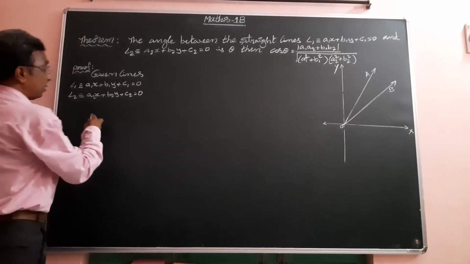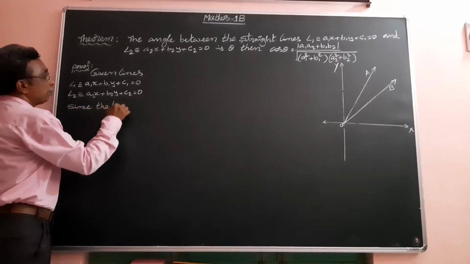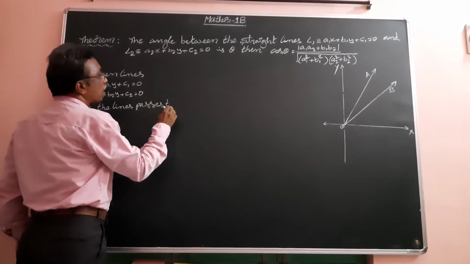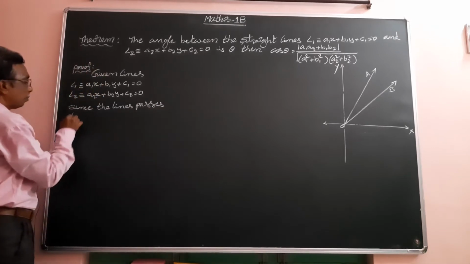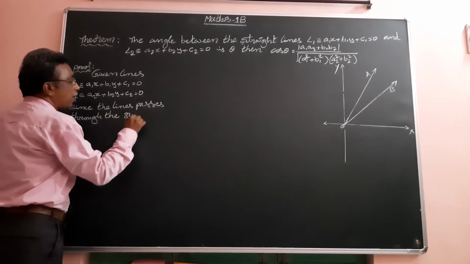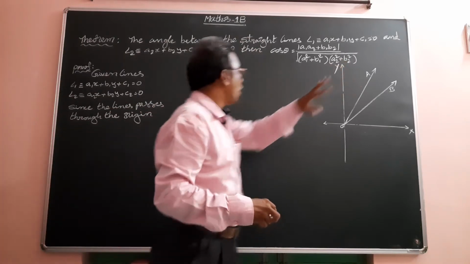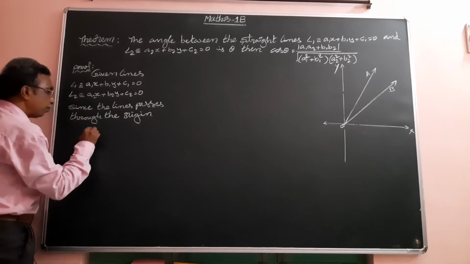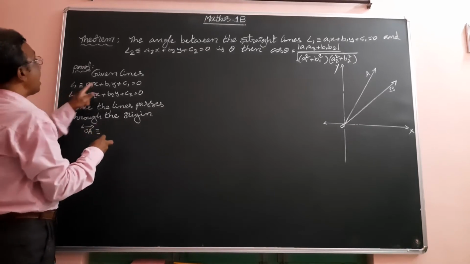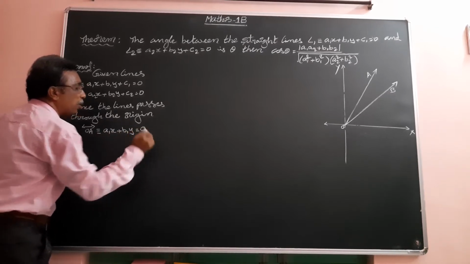So since the lines pass through the origin, the OA line, OA bar, is congruent to A1x plus B1y equal to 0.